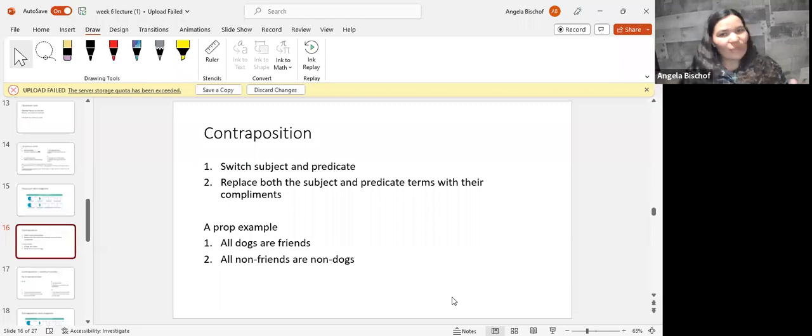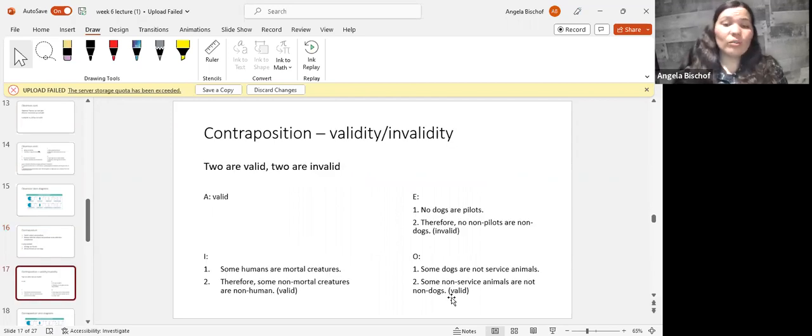All right, here's another time for a break if you want it, but I'm going to move on to contraposition. So for contraposition, we start off with our statement, and now we have to do 2 moves. The first is to switch the subject and the predicate. And the second, and this is really tough, I don't like these either, replace both the subject and predicate terms with their class complements. So the A proposition example, all dogs are friends, flip them. So we get the statement, all friends are dogs, and then add the class complement, all non-friends are non-dogs.